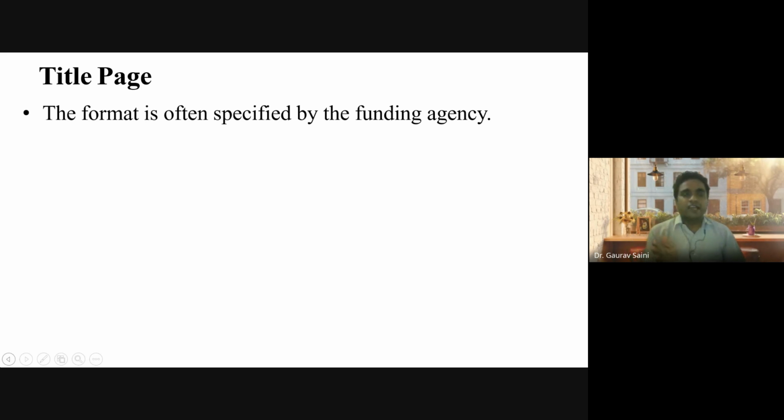It should have the kind of information that is required by the funding agencies. And you should not make it bound with fancy bindings. That will not affect the chances of the grant.